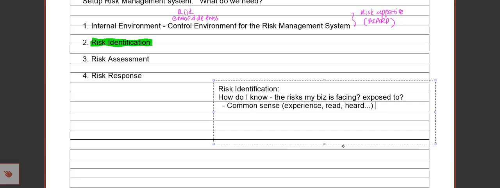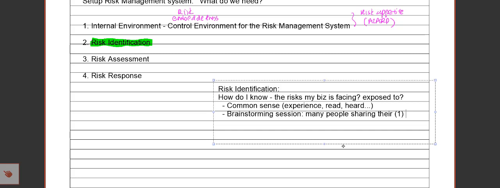But how do you increase this kind of experience? One way is not to rely on your own experience, but to rely on more people's experience so that you can brainstorm together. You can have a brainstorming session with many people sharing their common sense, sharing their experience.